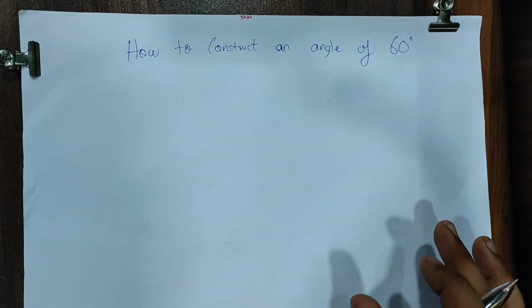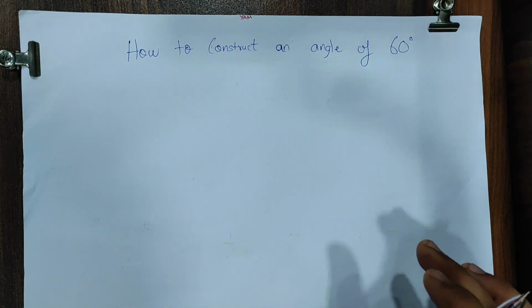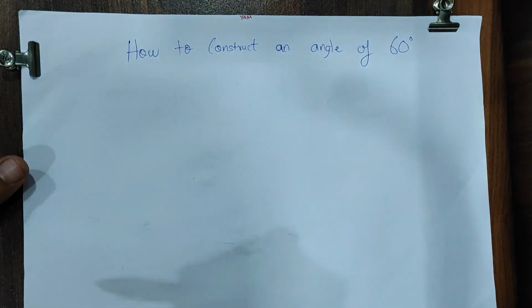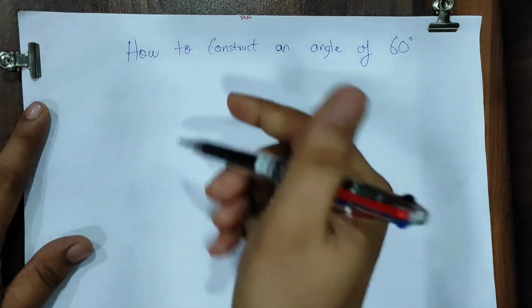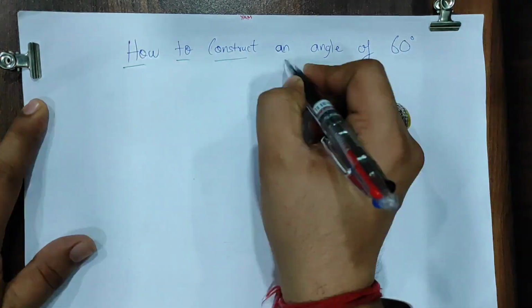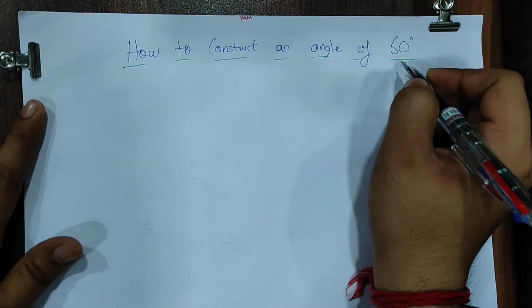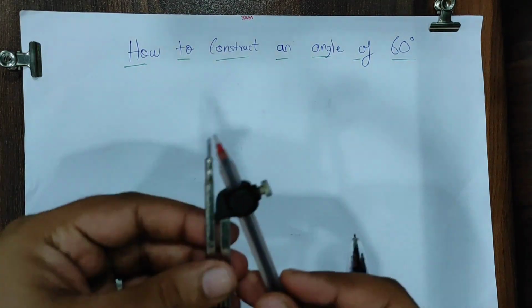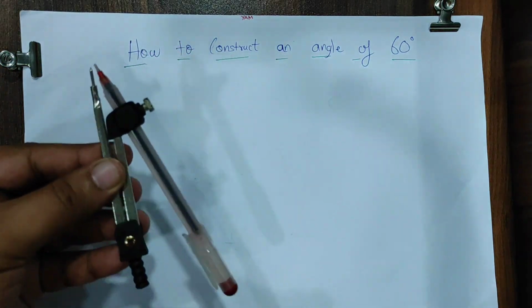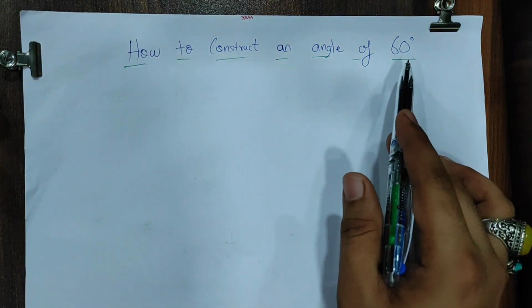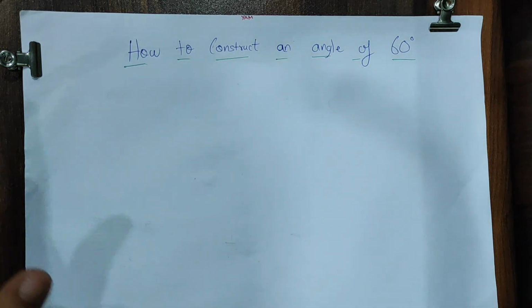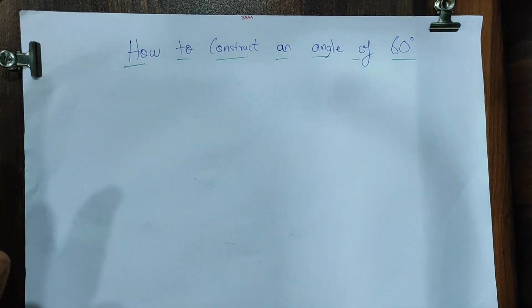So the very first thing I need to teach you is how to construct an angle of 60 degrees, with the help of the compass. So I have my compass over here. With the help of this compass, we'll be constructing the angle of 60 degrees, please, all of you. Hope you are all excited with this, and it's very simple.